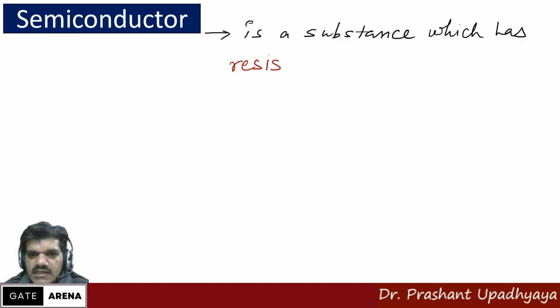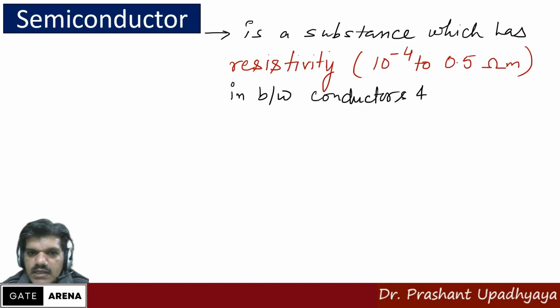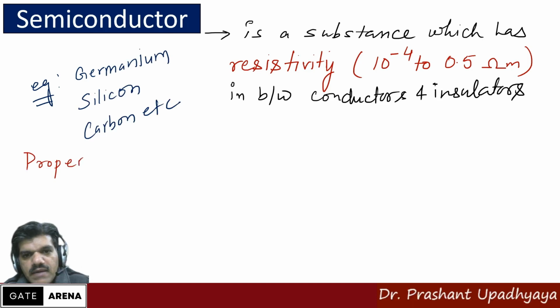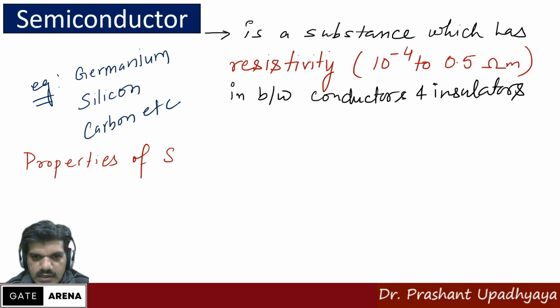So we are writing the resistivity, and we are saying that the resistivity of a semiconductor lies between 10 raised to the power minus 4 to 0.5 ohm meter, in between the conductor and the insulator. Examples of semiconductors are germanium, silicon, carbon, etc. Now we will be defining some of the properties of a semiconductor.